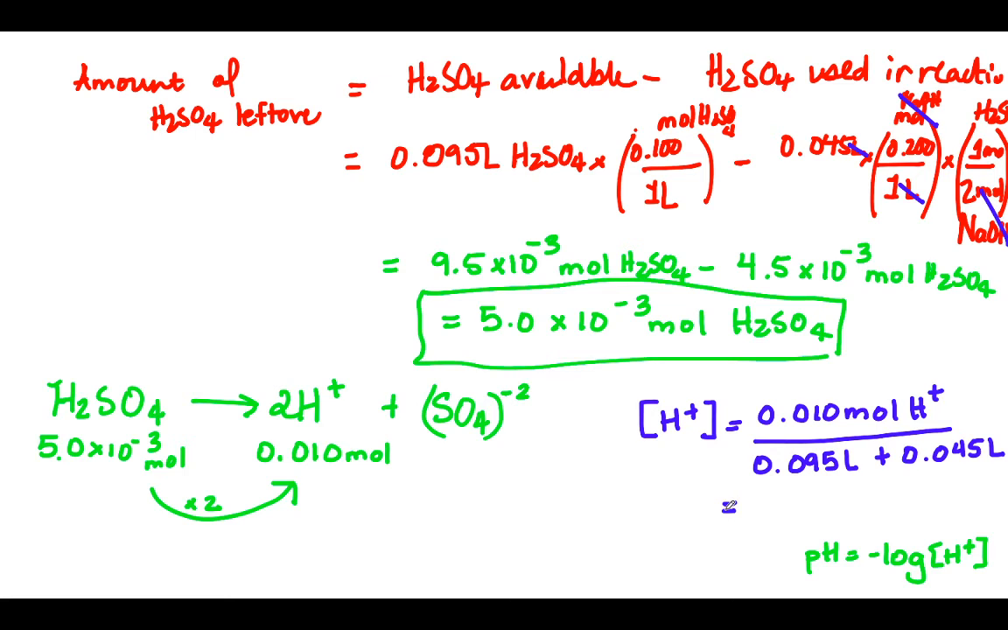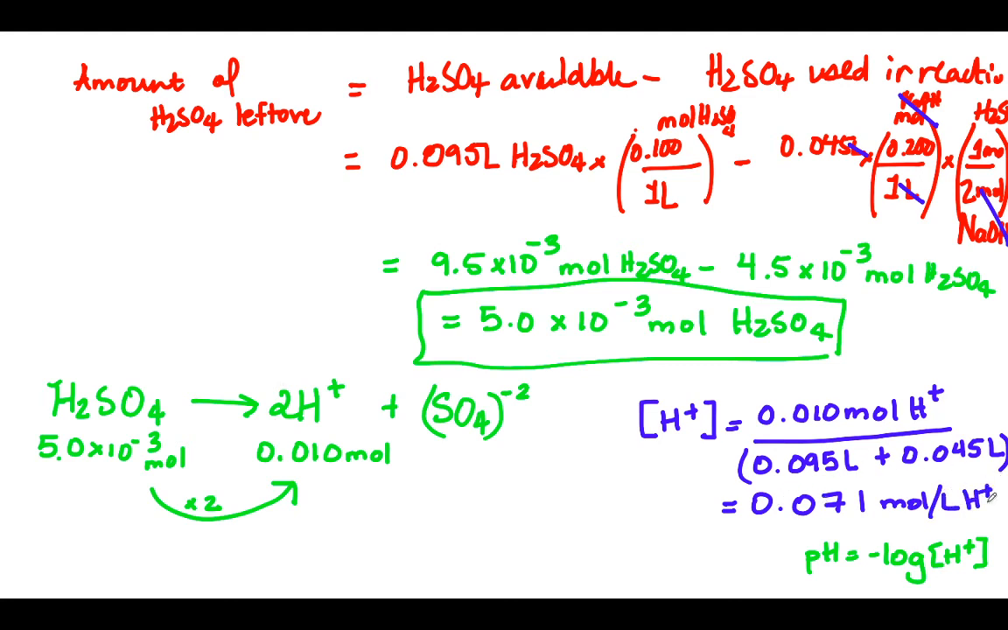So when I find the total concentration of H plus ions, I'm going to type this into my calculator, 0.010 divided by 0.095 plus 0.045. And I use brackets around the denominator here. Now this is going to give me a full answer. I'm going to keep that in my calculator, but I'm going to write out the number here, 0.071428, etc. moles per liter of H plus.